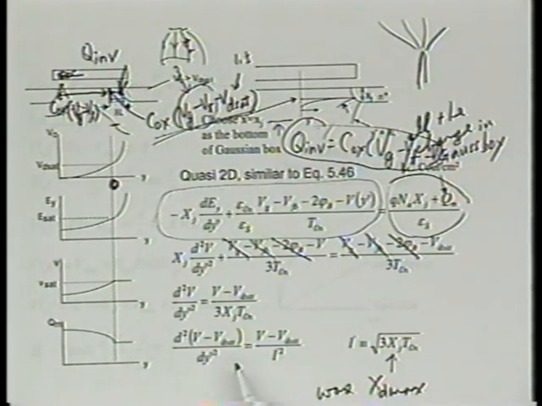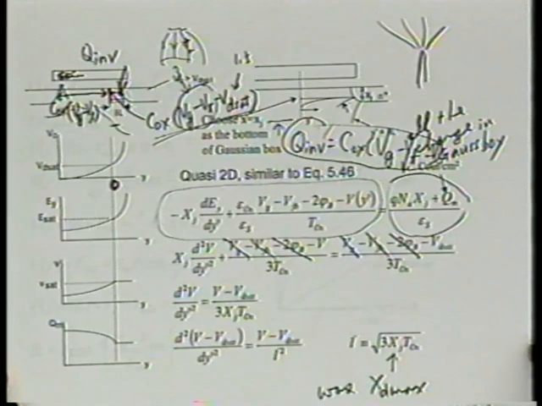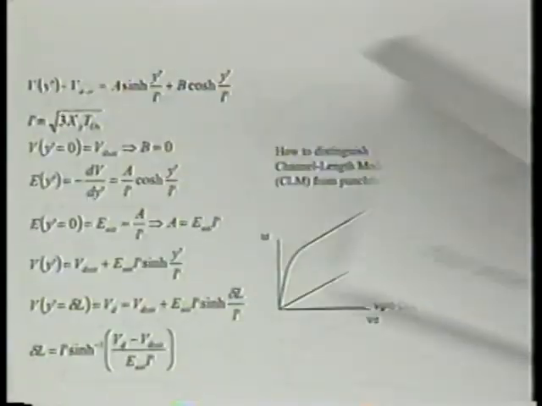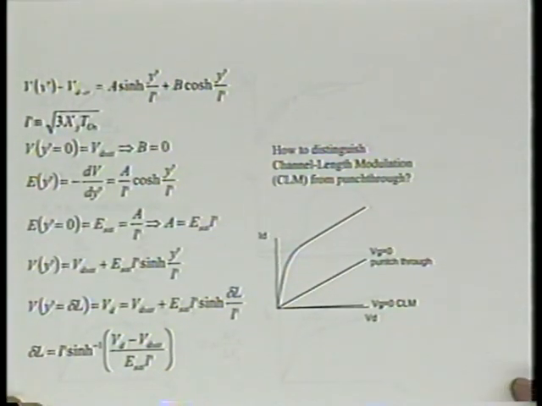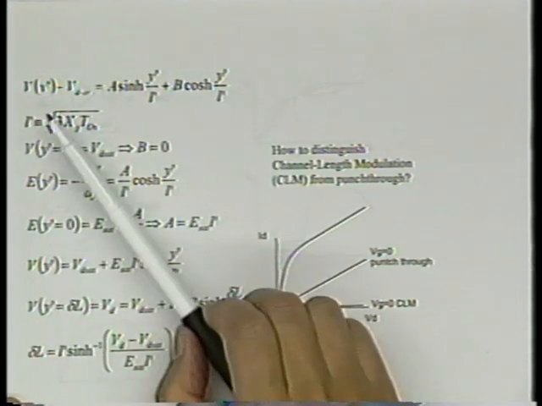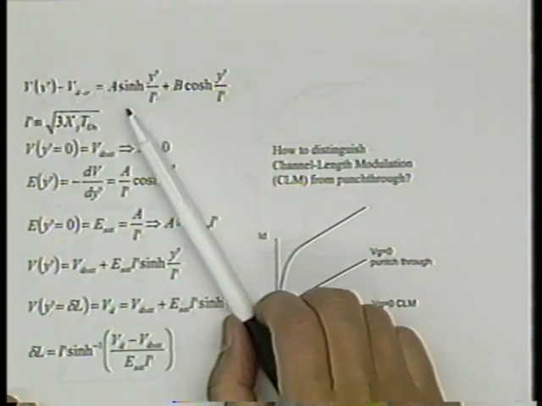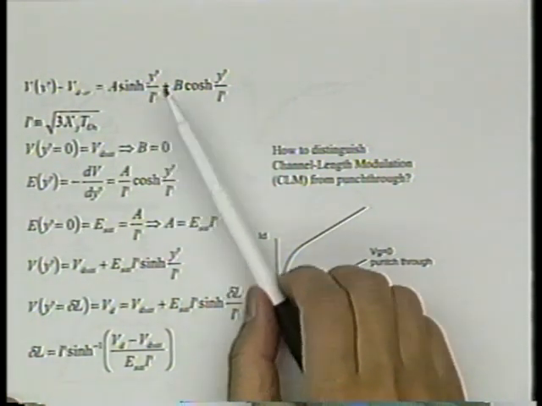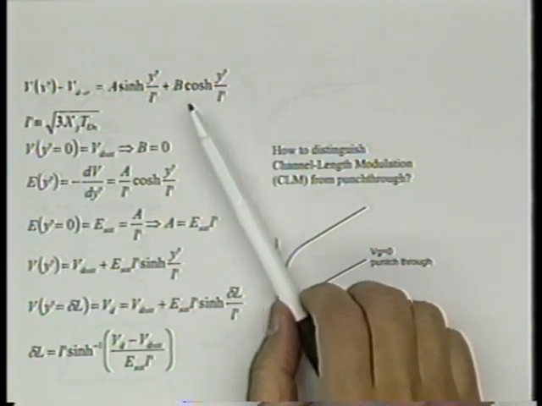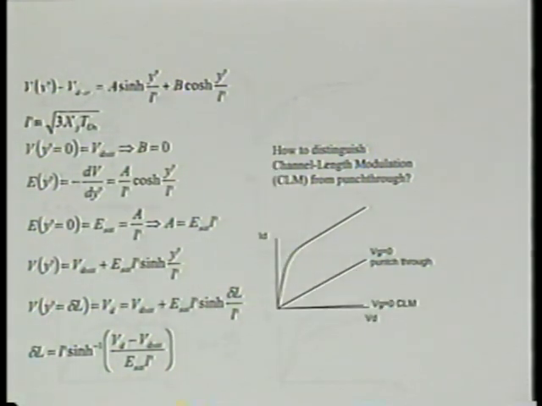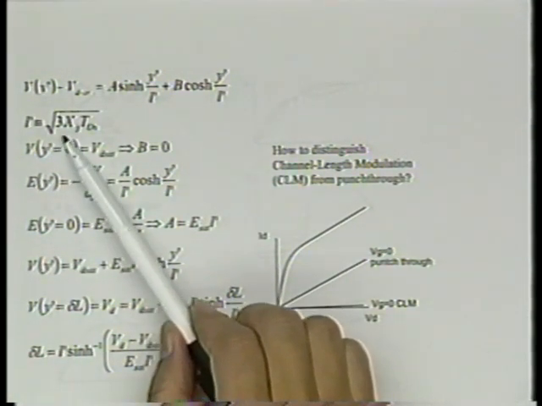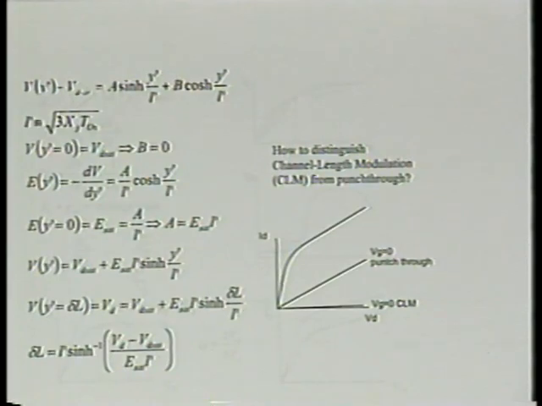And what would be the general solution for this equation? What form? Last time we saw hyperbolic sine and cosine, right? This time the same thing, hyperbolic sine and cosine, right? So the solution would be V minus Vd set is equal to A hyperbolic sine of y prime over L prime plus B hyperbolic cosine of y prime over L prime. Is it okay? And to remind you, L prime again is the square root of 3 xj Tox.